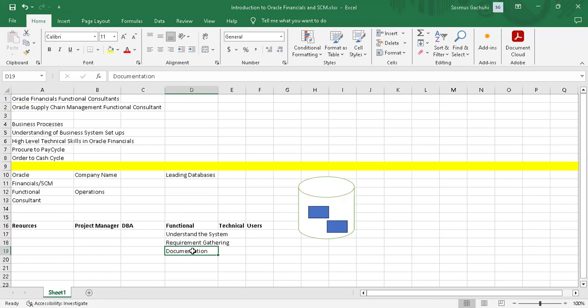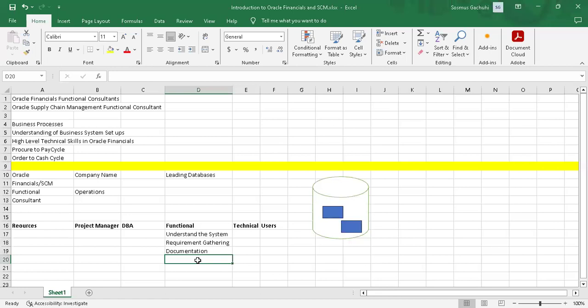So documentation is very, very important, and it's one of the key items that a functional consultant will be doing in line of duty. Then again, there is training of users, training of new consultants. If you are in a certain organization, you might need to train the junior consultants so that you can bring them up to speed and make them able to tackle work as they are supposed to.